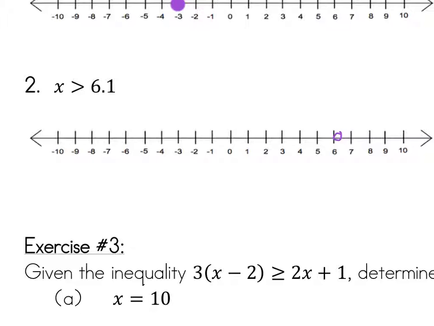And x is greater than, so we have some shading that's involved. Everything to the right, so everything bigger than 6 1/10. And there you have it. That's the inequality graphed.